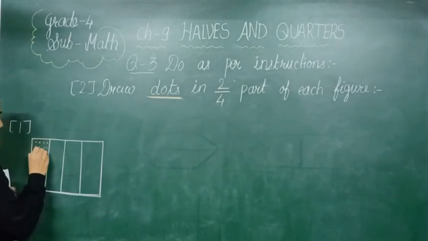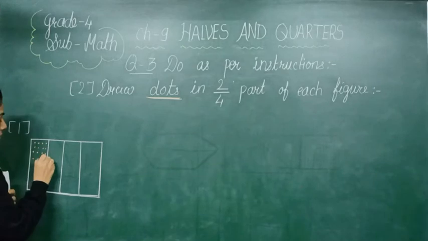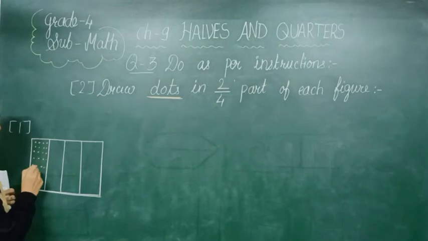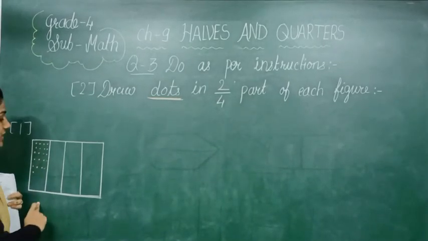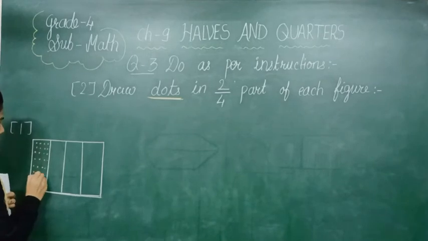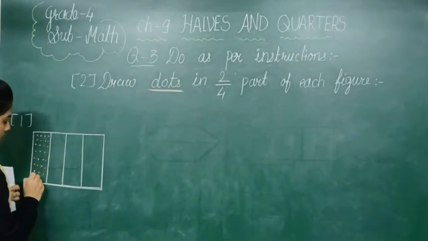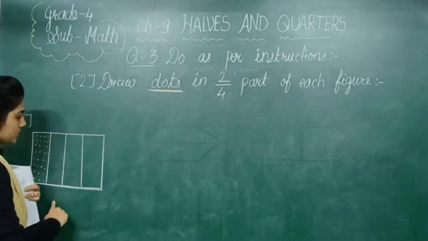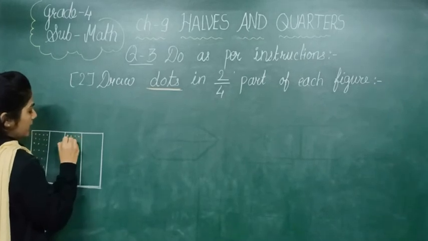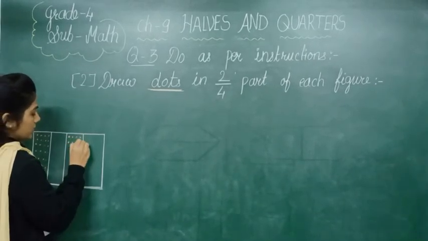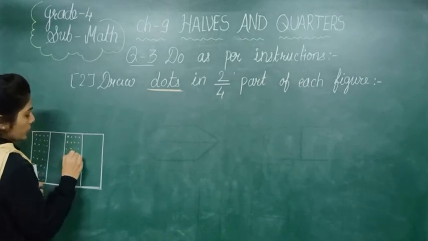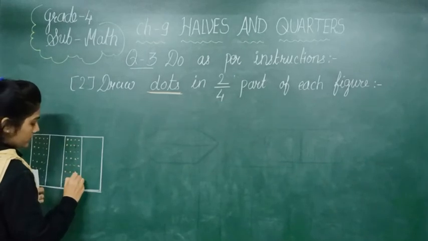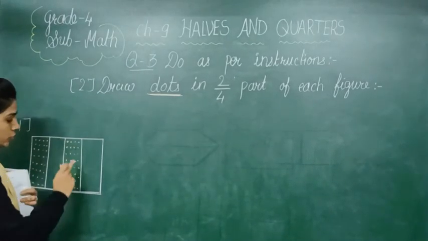making a dot here like this in the first part. See, the choice is yours. It is not like you have to continuously draw in the first and second part only. You can draw the dots in the first part, as well as you can take an alternate part. As I am taking the first part, I have drawn. Now I am skipping this, and in the third part I am drawing. But the total should be 2. Like this. So this is your 2/4.